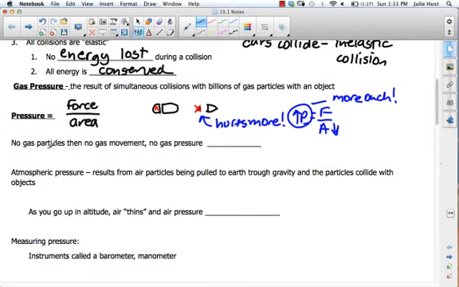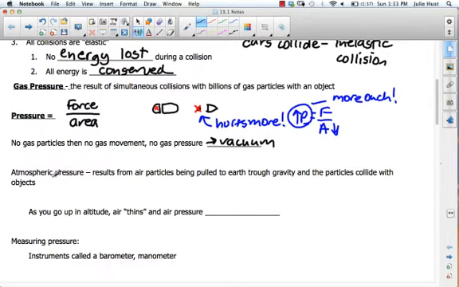If there's no gas, then there can be no gas particles moving around. If there's no gas particles moving around, then no gas pressure is exerted, and that's called a vacuum.